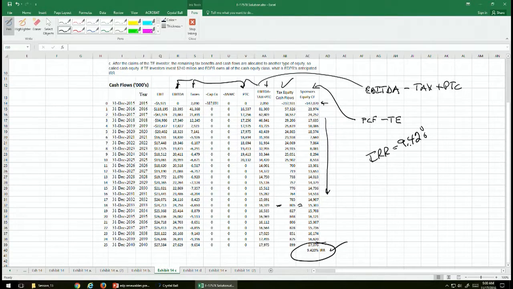is 9.42%. So that winds up saying they're going to get 5.6% as the tax equity investors' IRR, and for the cash equity part, if EDP retains everything, it winds up with 9.42% on that. Okay, so now let's go on to part D, question D that I had.